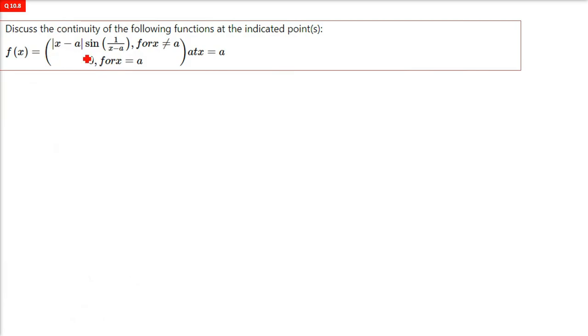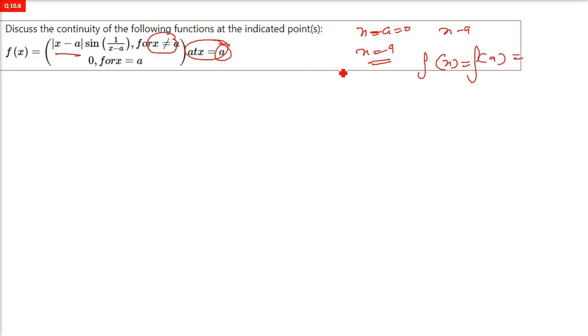Exactly same thing, this question we have already done. x is equal to a. But since we have a modulus here, what we'll do? Always check x minus a equals 0 will be what? x minus a will be equal to 0, x equals a. So this a is the point, so below a it will be negative, above a it will be positive. That is the modulus or absolute value theory. So first find the value of the function at x equals a, fa. This is given as 0 here. So the value of the function at a is 0.